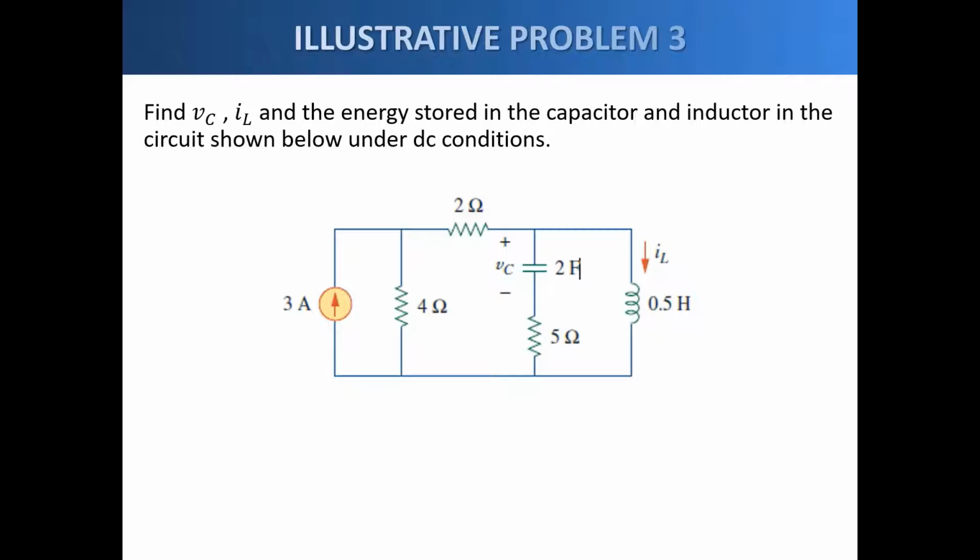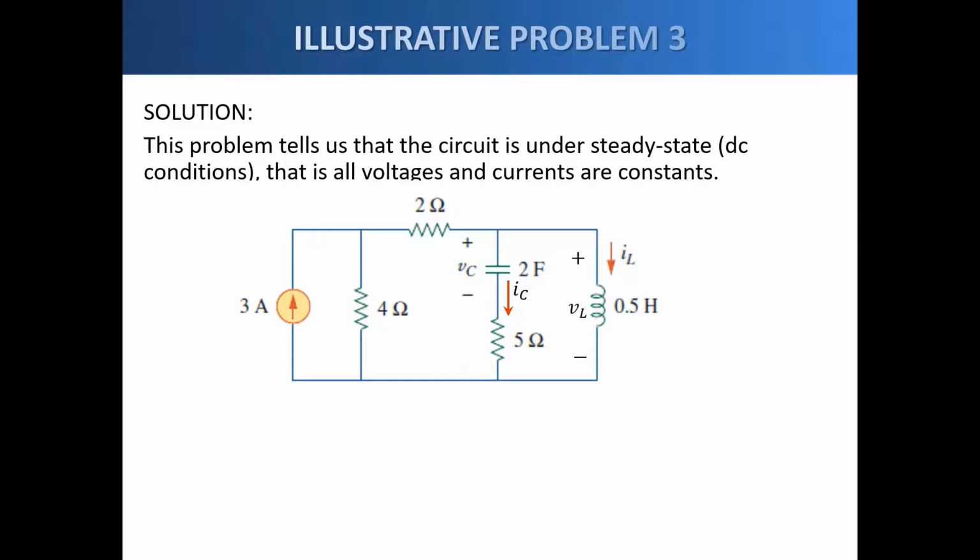In this third and last example, we have a network where we have a capacitor and an inductor, and the circuit is under DC conditions. So meaning the circuit is already at steady state. And we're then asked to find the voltage across the capacitor and the current through the inductor, and also the energy stored in the capacitor at steady state.